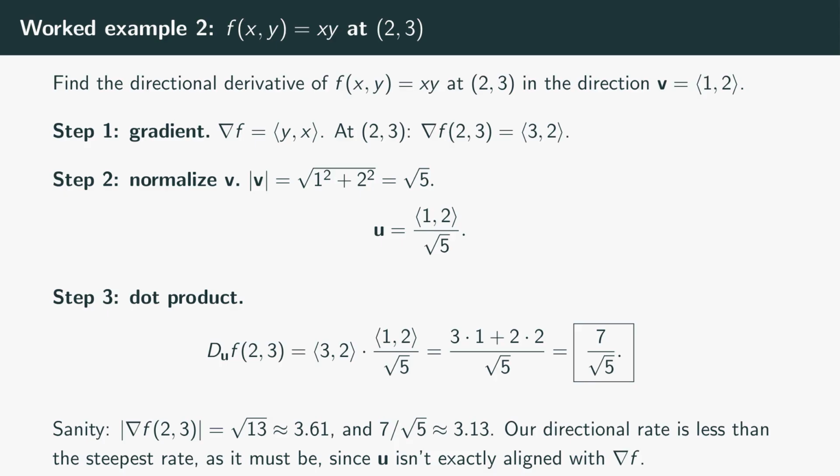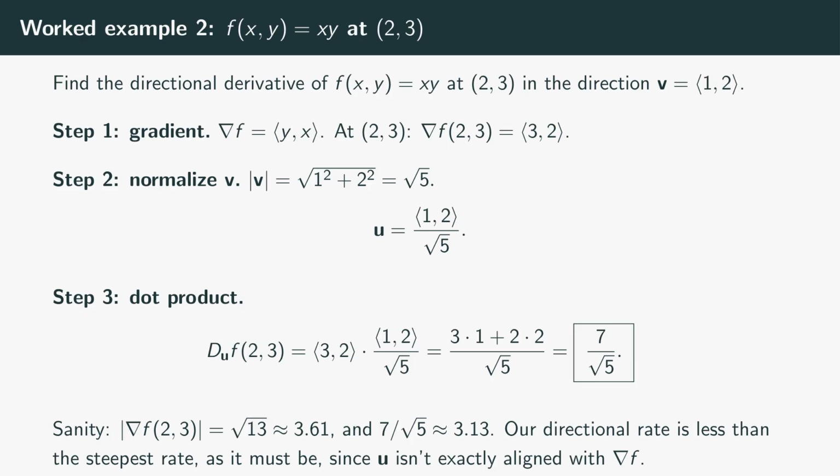Worked example 2. Find the directional derivative of f of (x, y) equals xy at the point (2, 3) in the direction of the vector (1, 2). Three steps. Step 1. Compute the gradient. The partial of xy with respect to x, holding y constant, is y, and the partial with respect to y is x, so del f equals the vector (y, x). Evaluate at (2, 3): del f at (2, 3) equals the vector (3, 2).